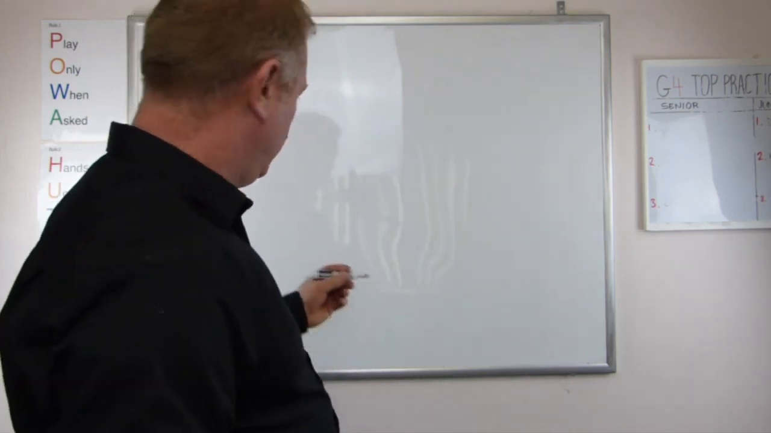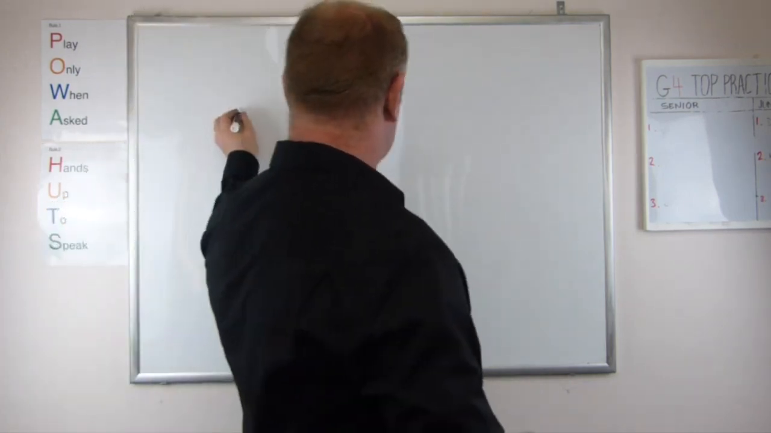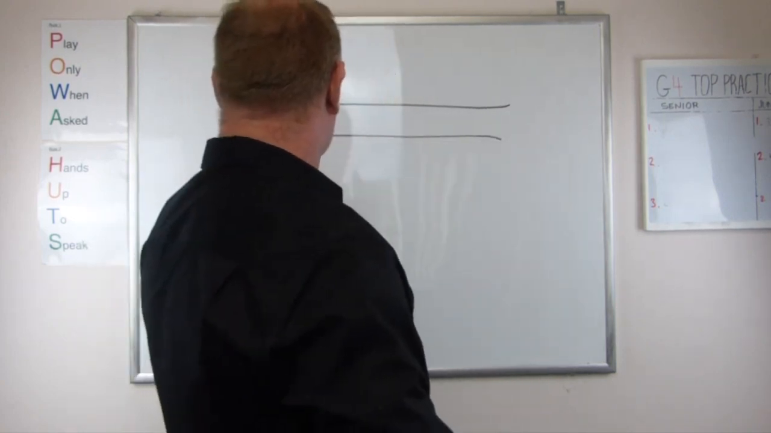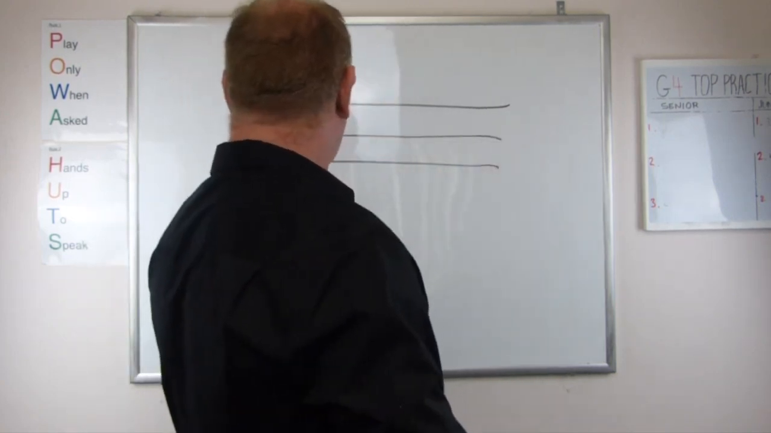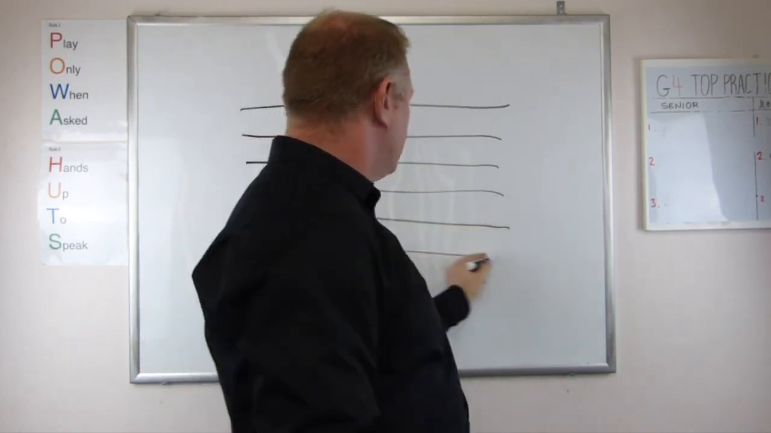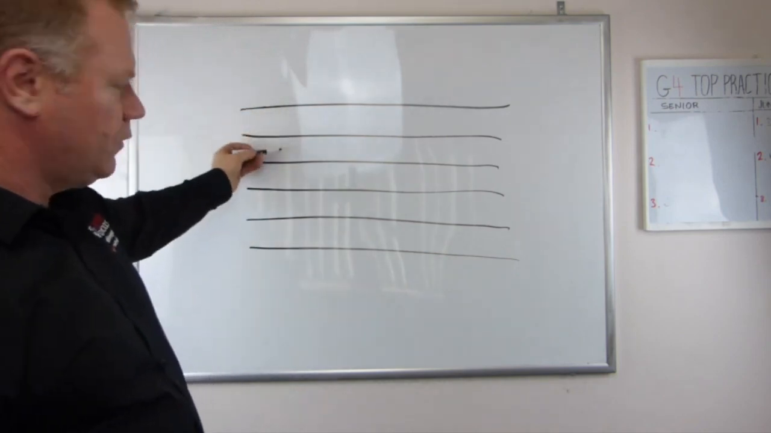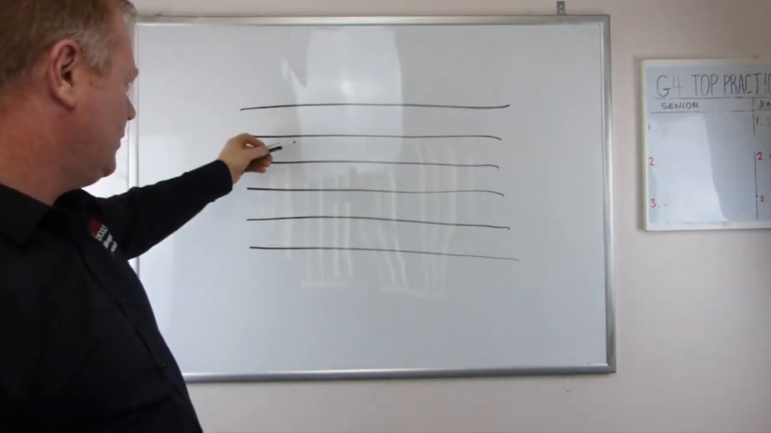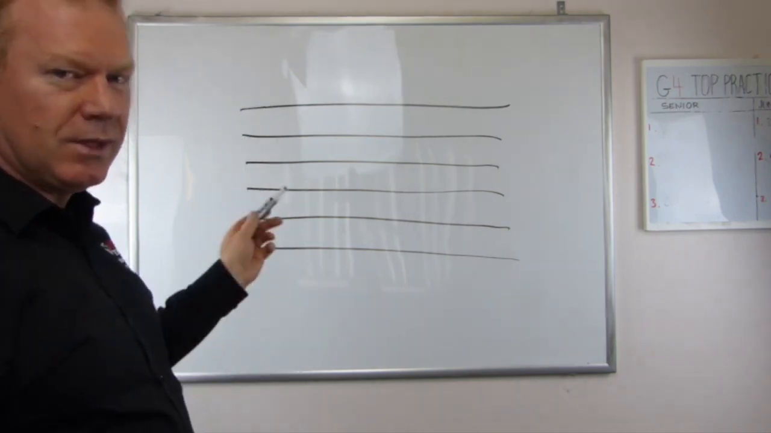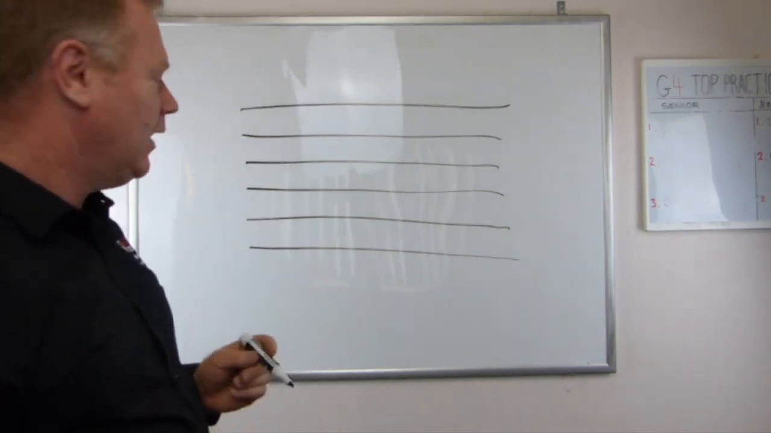All right. So firstly, we're going to start with some dodgy lines. Okay, so I've just drawn 6 lines. 1, 2, 3, 4, 5, 6. Each one of those lines represents one of the strings on the guitar.